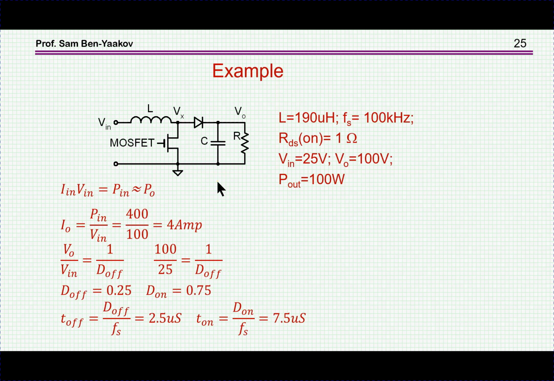So here's an example, which I'll not go into the fine detail, just to show that we have here a boost converter with an input voltage of 25 volt, output 100 volt, power of 100 watt. I'm just talking about conduction losses of the MOSFET, and I'm doing it in an approximate way. So first of all, I'll find what is the duty cycle, and this can be found from the transfer ratio of a boost converter, 1 over D off, and I find that for 100 kilohertz, the T off is 2.5 microsecond and T on is 7.5 microsecond.